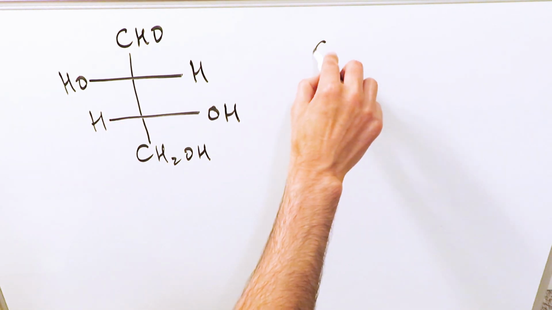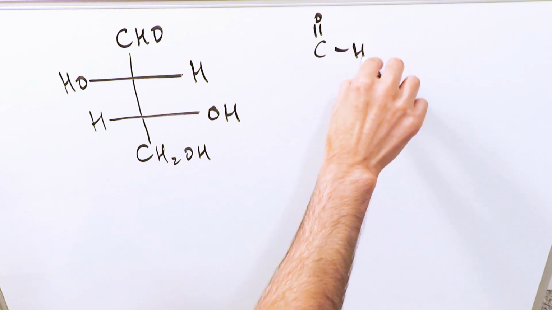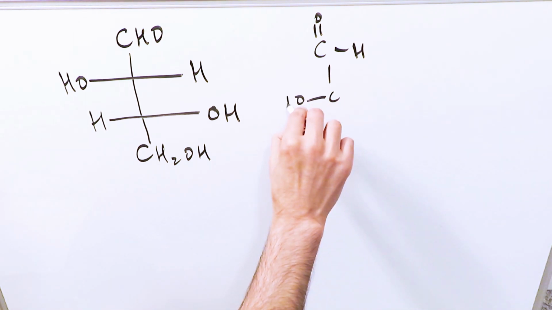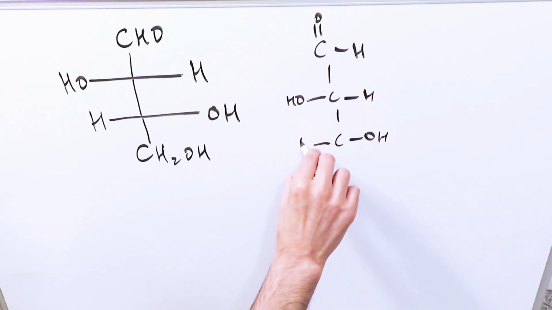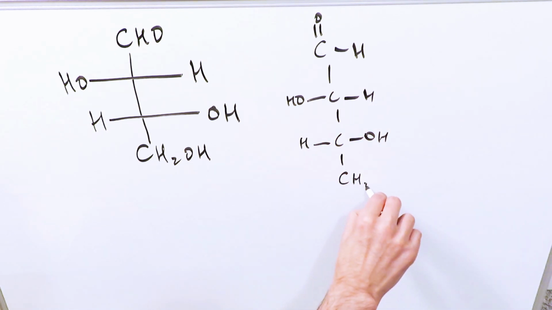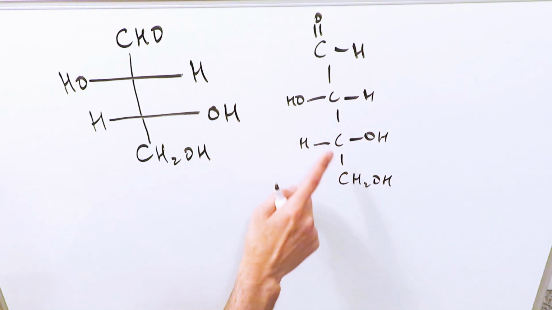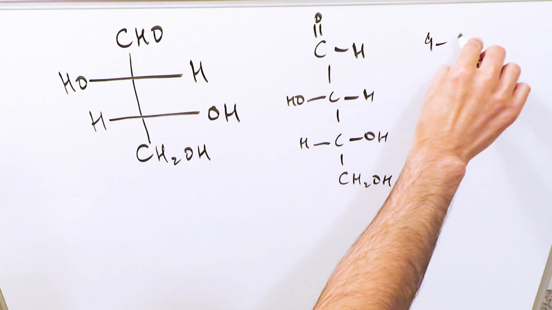If I were to expand it out, I'm really looking here at an aldehyde over here. Then I have a carbon and a hydroxyl, then a hydrogen. Then I have a carbon, a hydroxyl, and a hydrogen. And here I have a CH2OH. I'm looking here at a 1, 2, 3, 4 carbon compound.